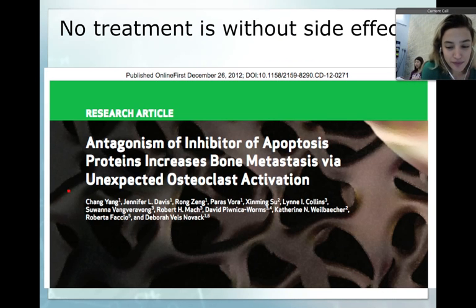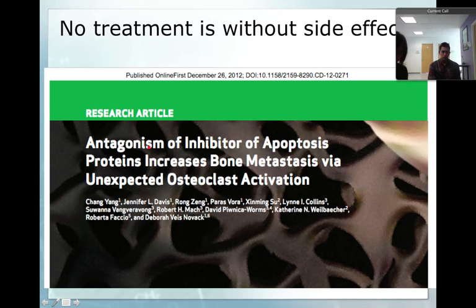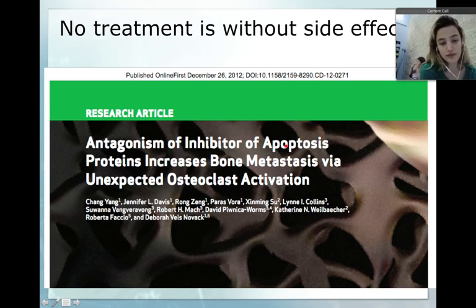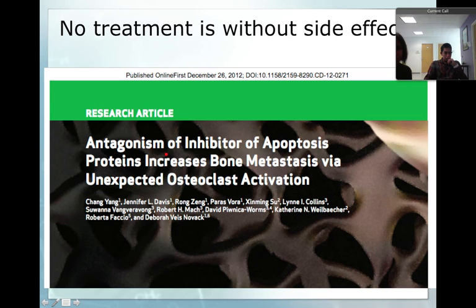Yeah. Okay. So, but no treatment is without side effects, right? So all drugs have side effects, and so this is an example I thought I would show you that when you antagonize an inhibitor of apoptosis, i.e., you are increasing apoptosis with a chemical, what they found was that it actually led to increased bone metastasis, which is a terrible outcome of a cancer treatment.